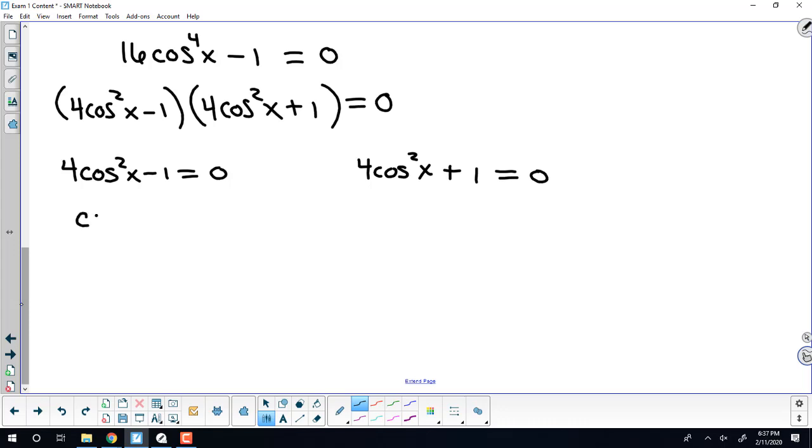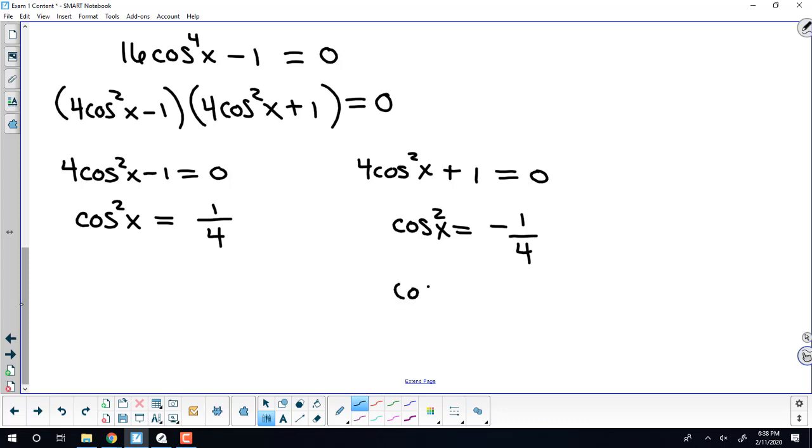Or when does cosine squared equal 1/4? So cosine squared x equals negative 1/4. Is that something we can solve? Square root it, yeah, and then what happens? Square root of a negative.